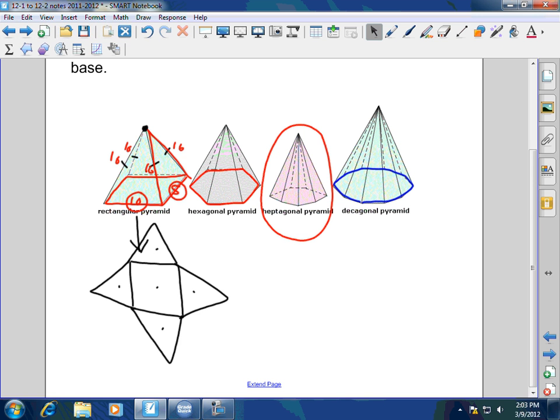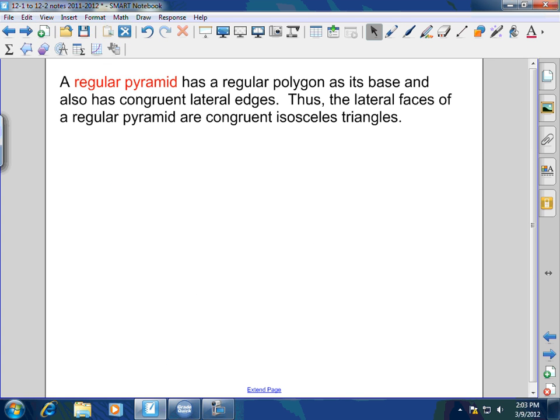Let me continue teaching, and I will answer all of your questions. Because a regular pyramid is next on my list. A regular pyramid has a regular polygon as its base, and also has congruent lateral edges. Thus, the lateral faces in this case of the regular pyramid are congruent isosceles triangles. But that is only when the base is a regular polygon.